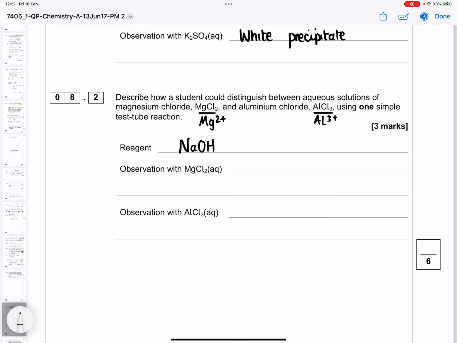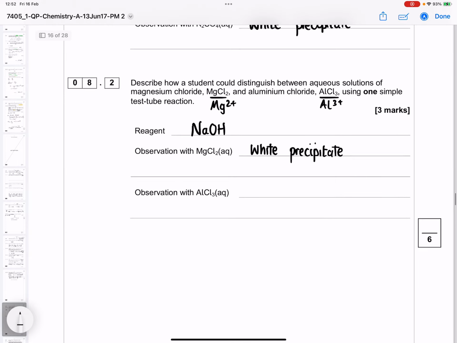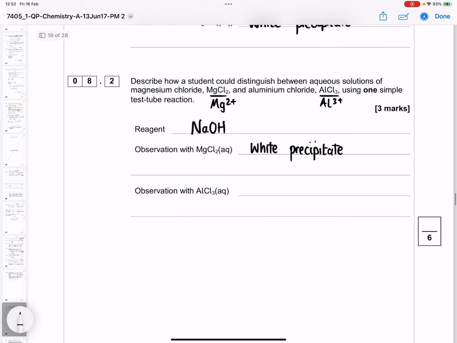With magnesium chloride, we're going to get a sparingly soluble white precipitate of magnesium hydroxide. So with our magnesium ions, we're going to get that sparingly soluble white precipitate. But slightly different if we use aluminium chloride, because we will get a white precipitate of aluminium hydroxide. So just get that, a white precipitate.